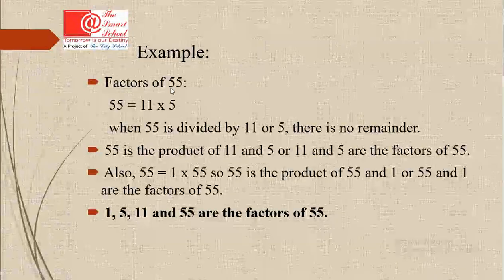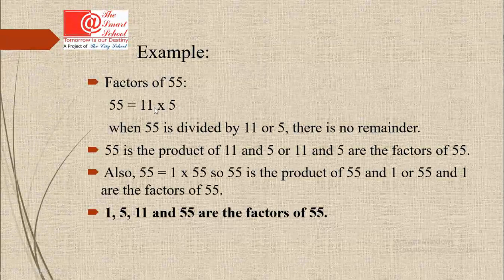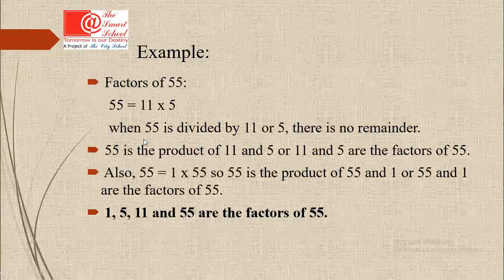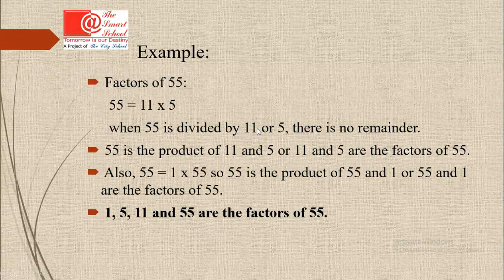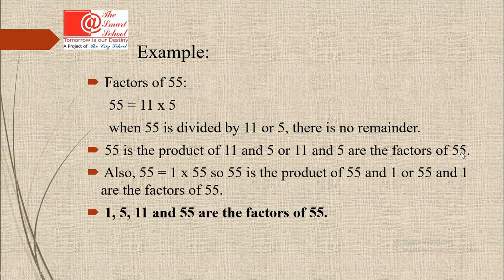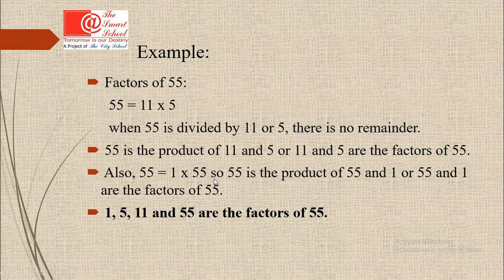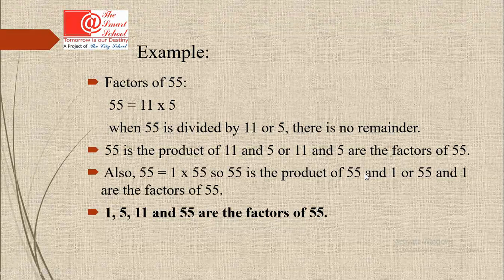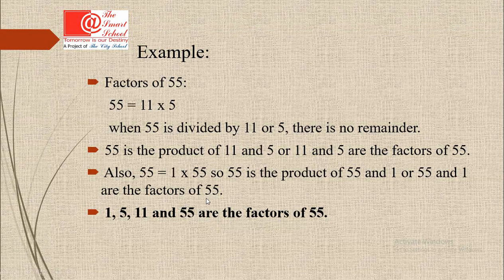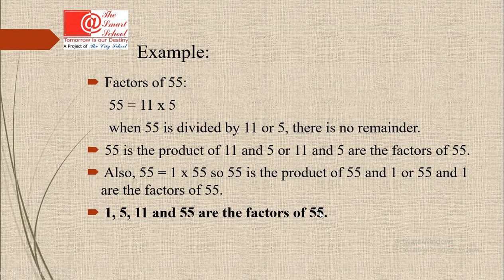Now example, factors of 55. 11 multiplied by 5 is 55. So 11 and 5 are factors of 55. When 55 is divided by 11 or 5, there is no remainder. 55 is the product of 11 and 5, or 11 and 5 are the factors of 55. Also 55 is equal to 1 multiplied by 55. So 55 is the product of 55 and 1, or 55 and 1 are the factors of 55. It means 1, 5, 11 and 55 are the factors of 55.